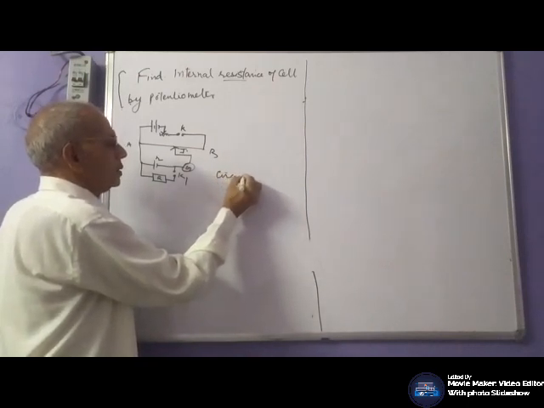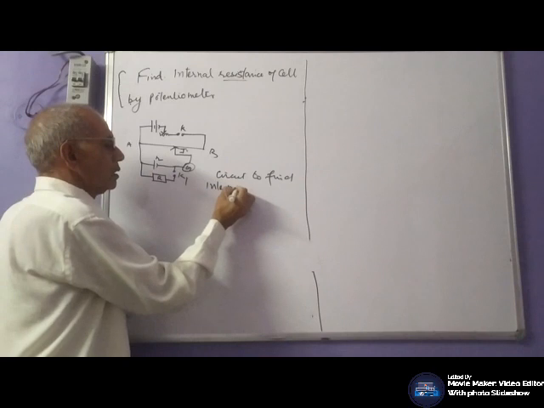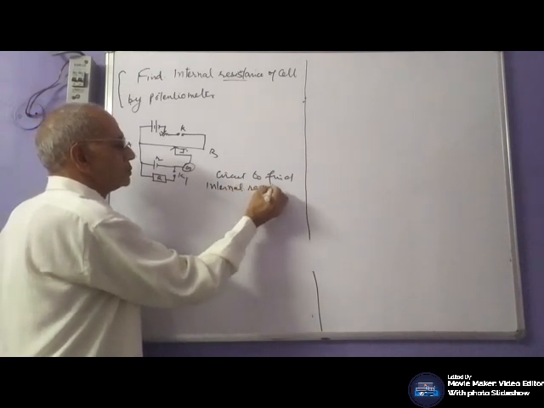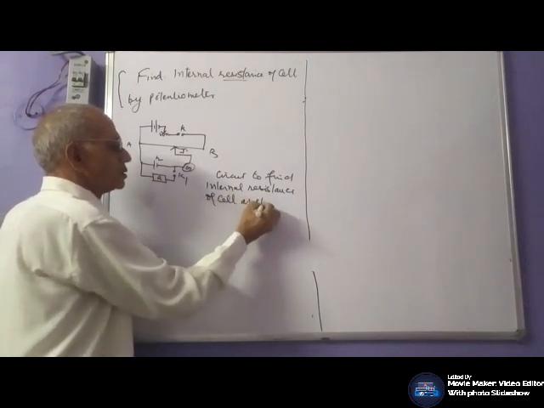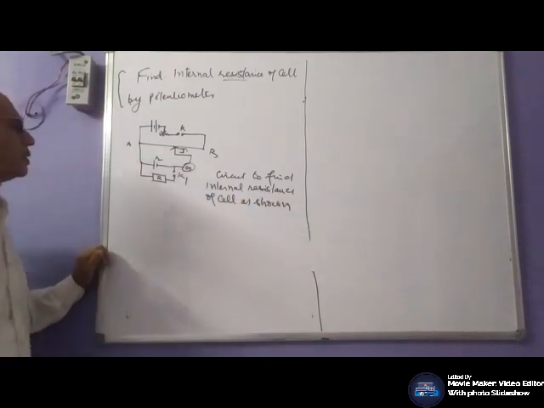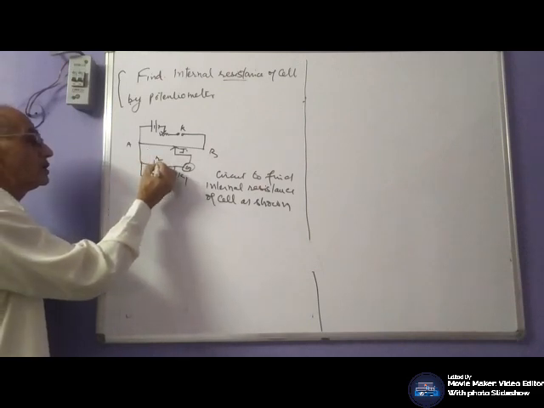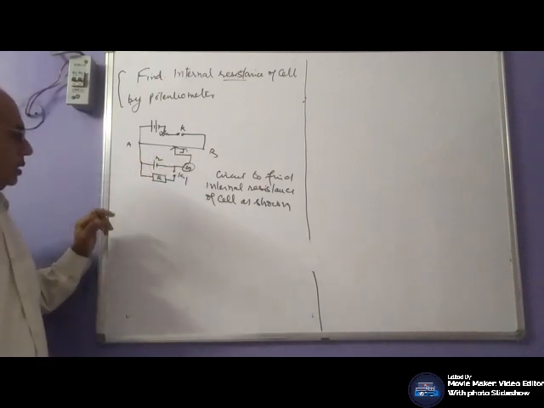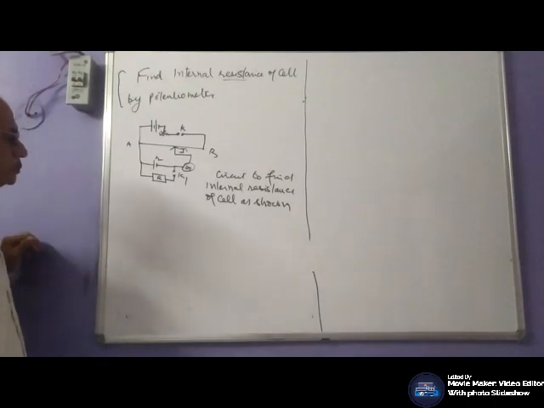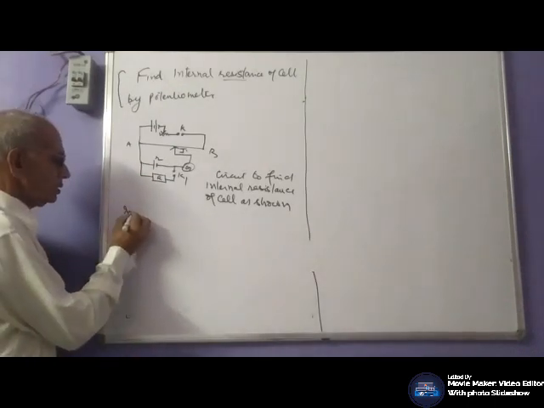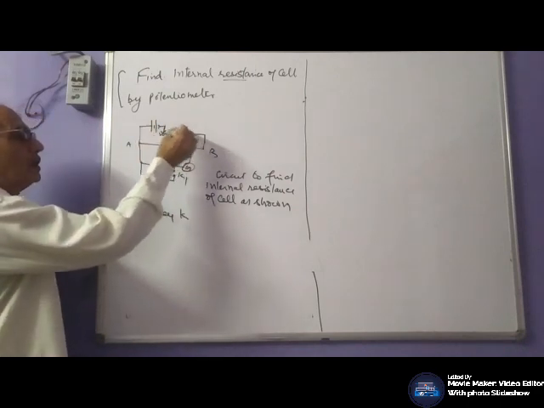Circuit to find internal resistance of cell as shown. This is the circuit. This is driver cell circuit. This is another cell whose internal resistance we want to find out. So there is this resistance box, galvanometer, jockey. Insert key K. There will be current through driver cell.